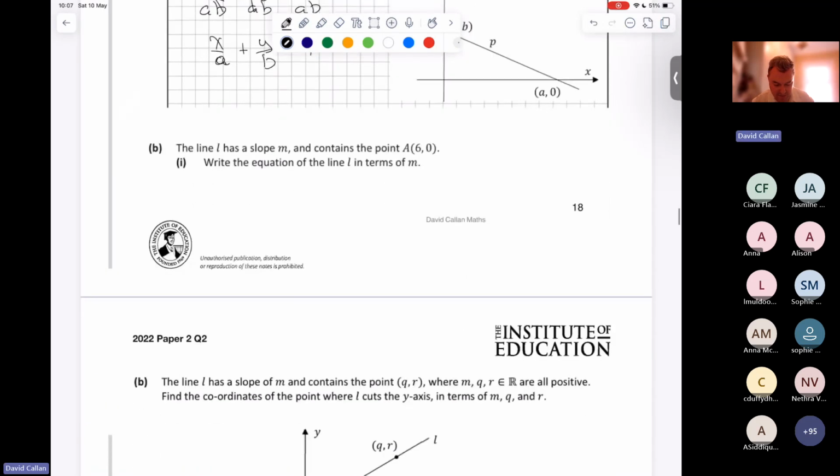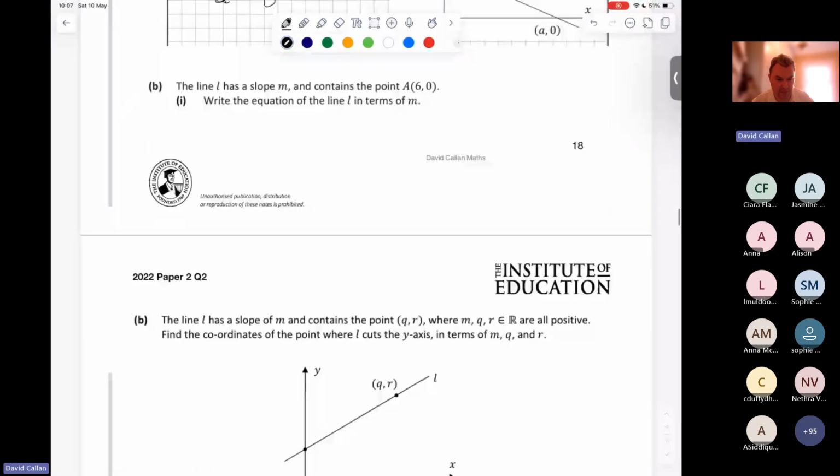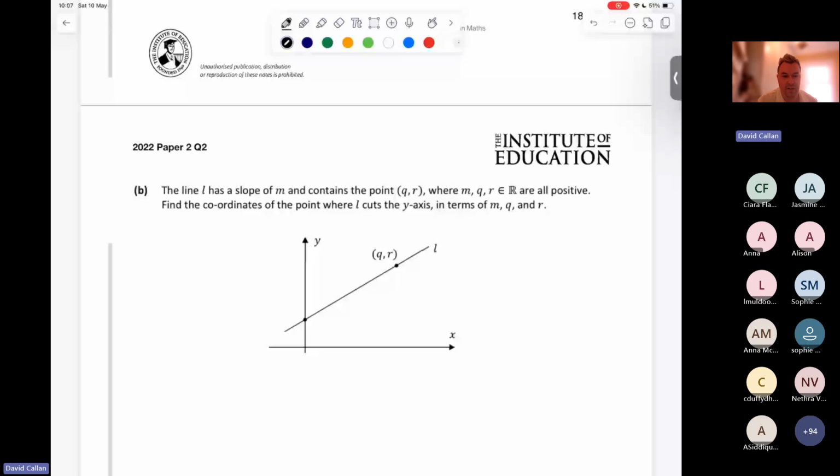And then page 19, I think that's my last main one. Yeah, because I had the other ones here. Perfect. So page 19 is my last official page, unless there's a bit of dead air at the end, and I'll show you something else. And it has the 2022 question there. It says the line L has a slope of M and contains the point Q, and find the coordinates of where it cuts the y-axis. So in order to do that, you need to have the equation of the line, first of all.